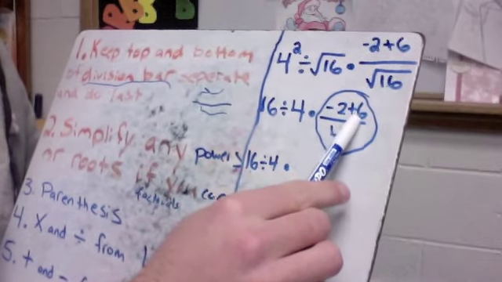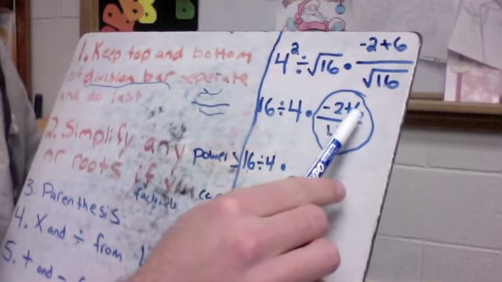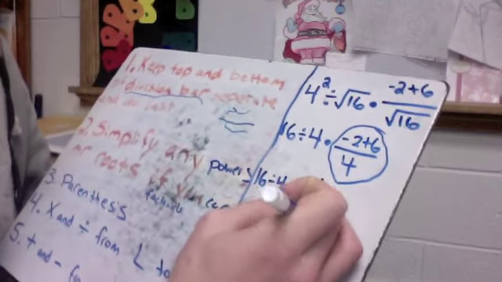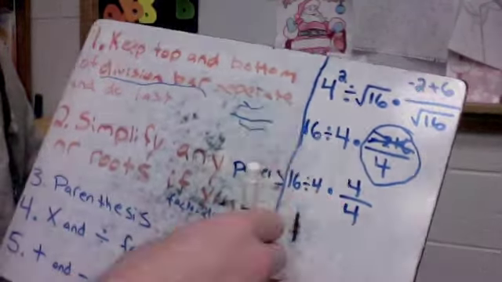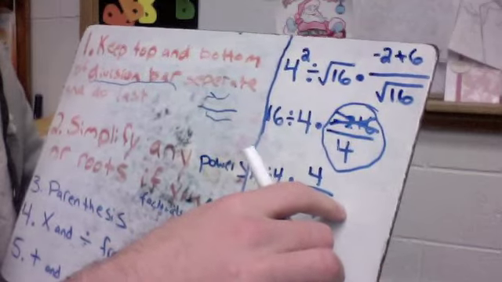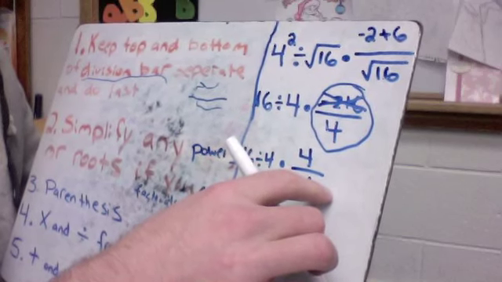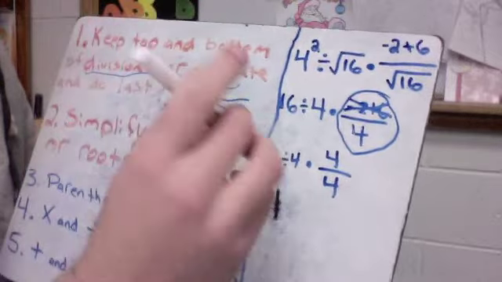Okay, negative 2 plus 6. I know it's going to be a positive number, and it's going to be positive 4. Division bar 4. Okay, just did that. Now let's simplify that division bar. Let's get that division bar taken care of. Okay, 4 over 4, or 4 divided by 4, is 1 whole.